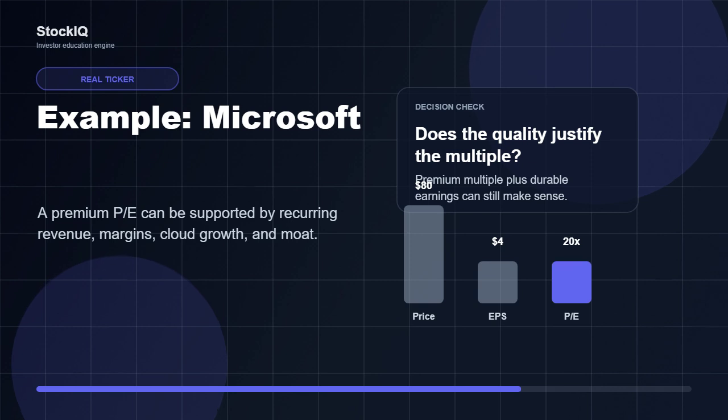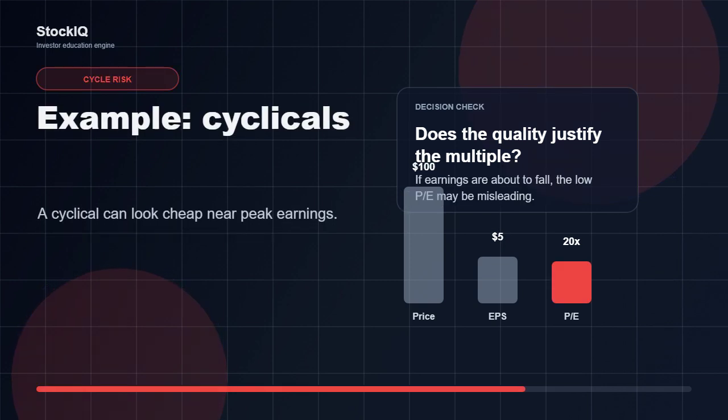None of these are automatic buy or sell signals. P/E is a starting point, not a decision by itself. Before buying, ask, is the P/E high because the business is excellent or because investors are too excited? Is the P/E low because the stock is overlooked or because the business is weakening? And most importantly, what has to happen for the current P/E to make sense?